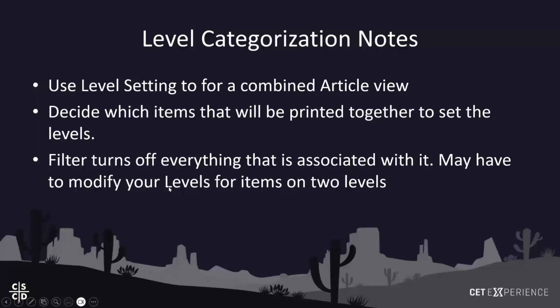So some little notes. Use the level settings to do a combined article view. We went through all the different levels. We turned it on, and then we could combine them or separate them. And you might want to decide which items are going to be printed together when you're setting up your levels. That's why I made one. I made a level called both and put them on both levels, or you could do it on your base.